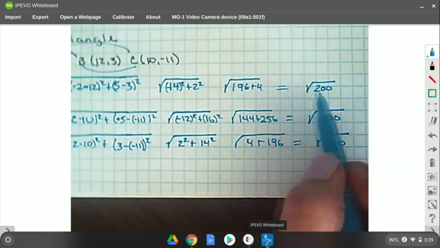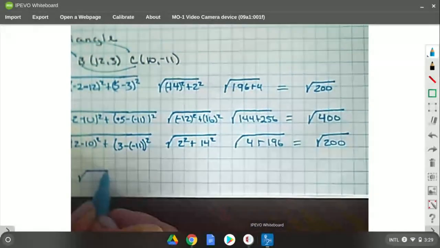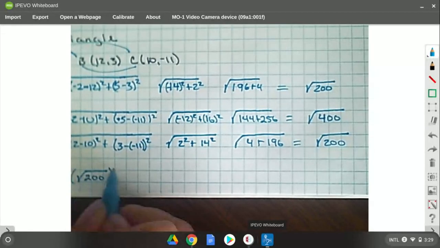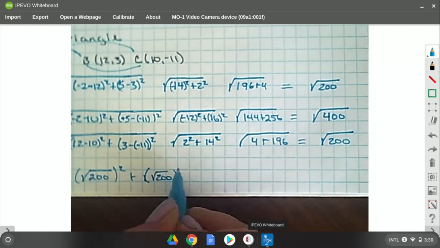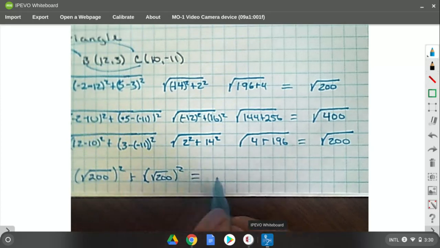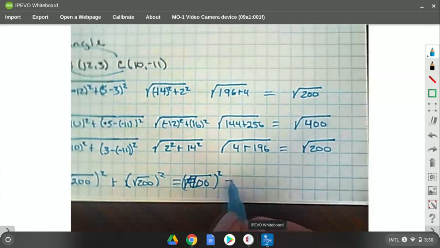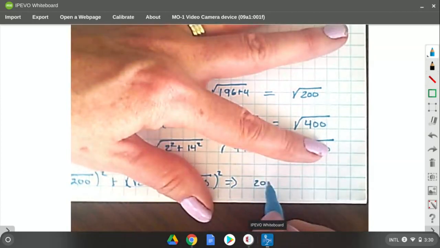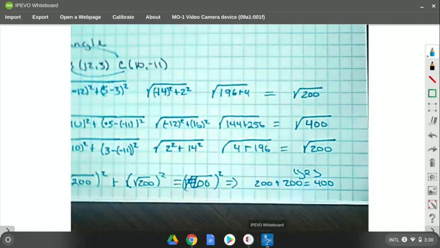Now, I'm going to show an extra step, but we know that these are the two legs, right? Because they're the two smallest sides. And what happens when you take the square root of 200 and square it, plus the square root of 200 squared? Remember, a squared plus b squared equals the square root of 400 squared. Well, those squares and those square roots cancel each other out. So this comes down to, does 200 plus 200 equal 400? Yes. So my answer is just yes because it does fit into the Pythagorean theorem.